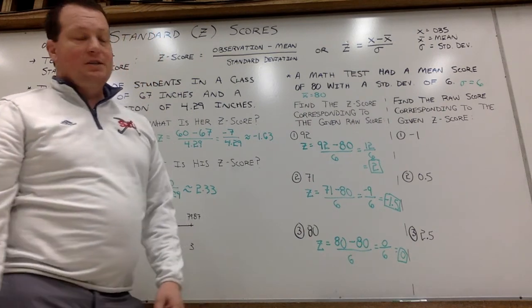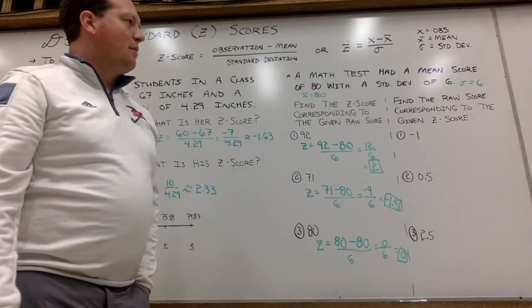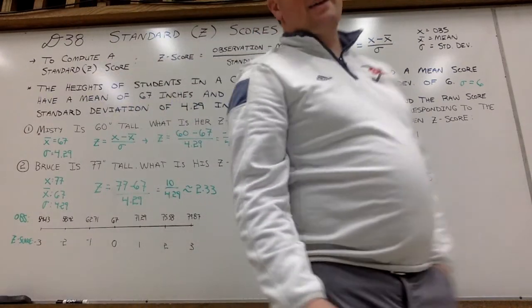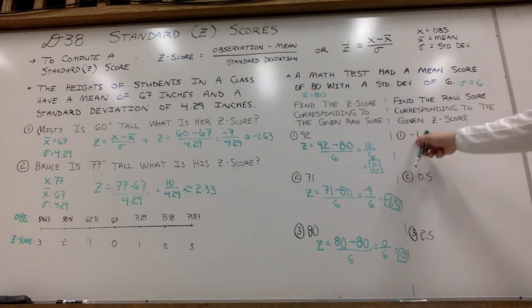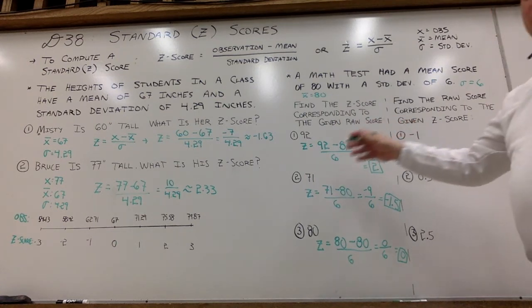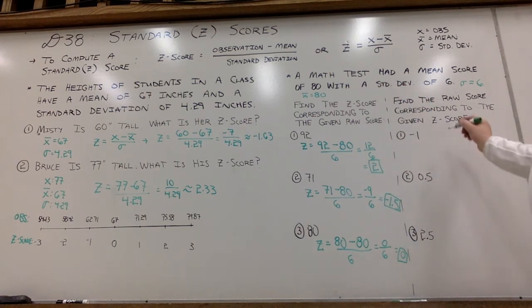Okay, last set here of examples. We are going to work backwards. So I want you to tell me if a student has a z-score of -1, if they are 1 standard deviation below the mean, what was their score on this math test?